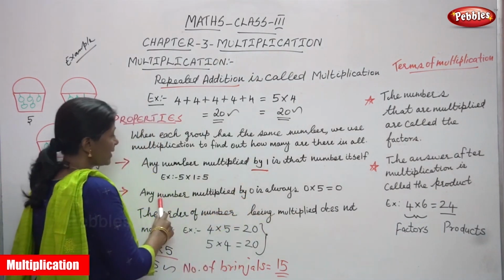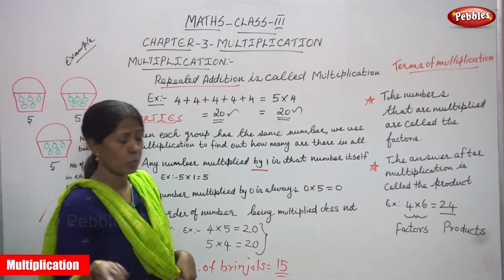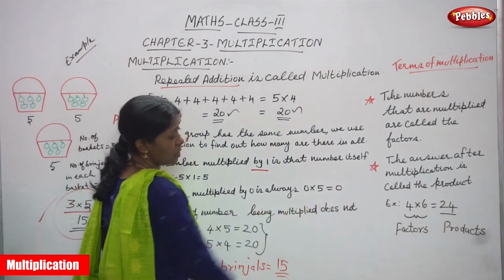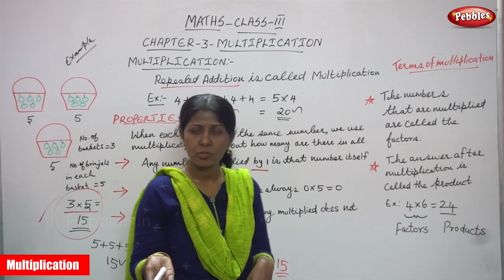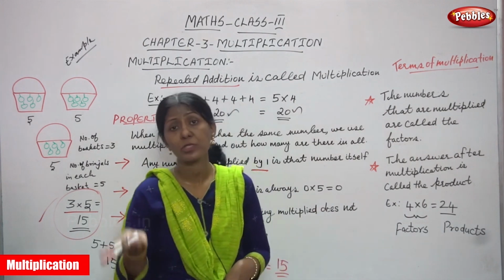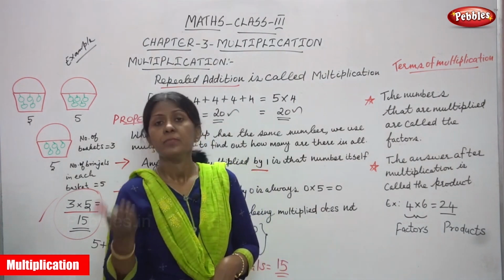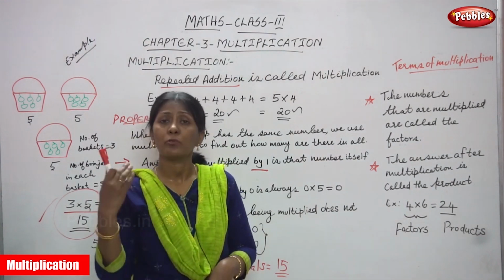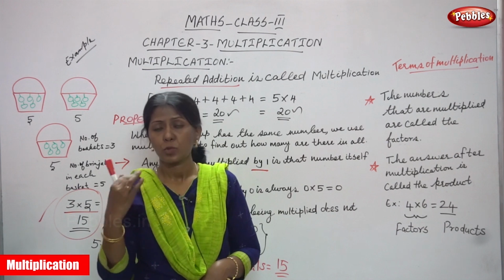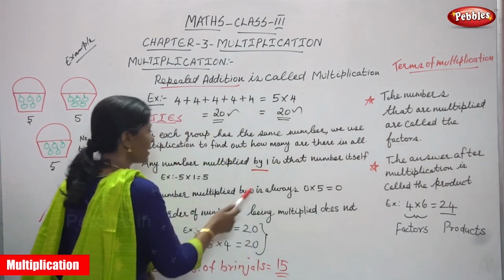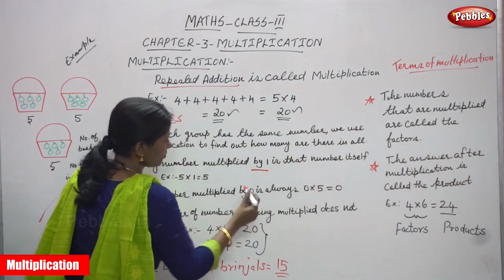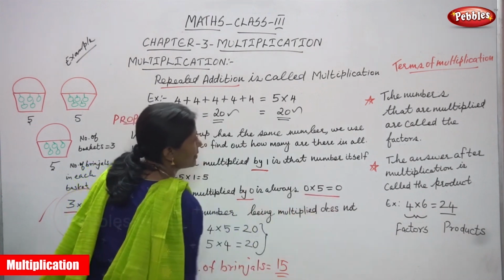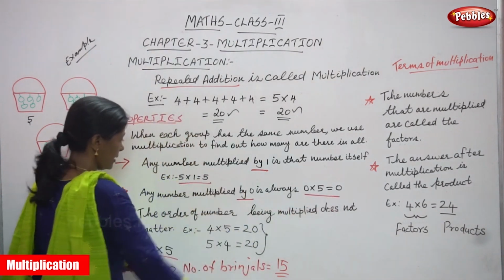The next property: any number multiplied by 0 is always 0. Any number multiplied by 0, you get 0 only. That is the example. 0 into 5 is equal to 0, 0 into 10 is equal to 0, 0 into 100 is equal to 0, 0 into 1000 is equal to 0, 0 into 200 is 0, 0 into 40 is 0. So any number multiplied by 0 is always 0. That is the example.